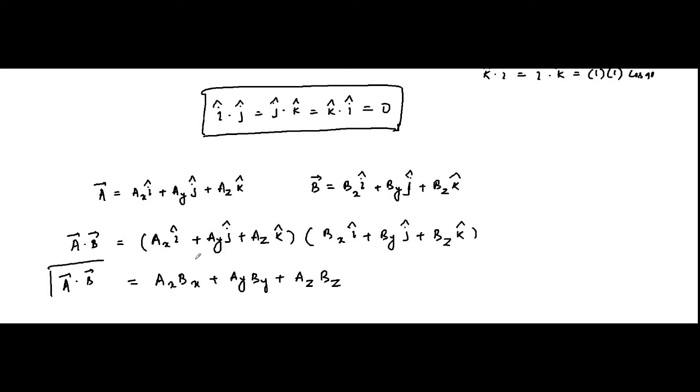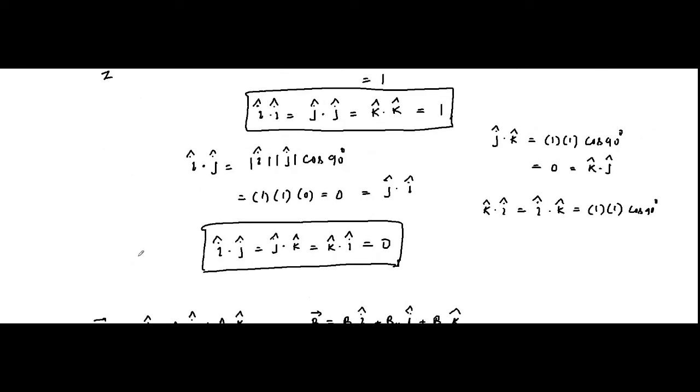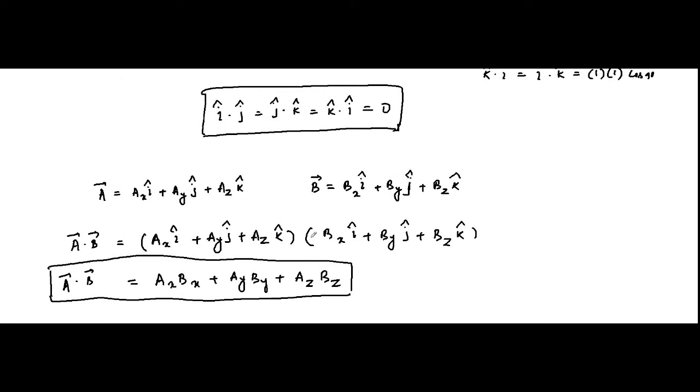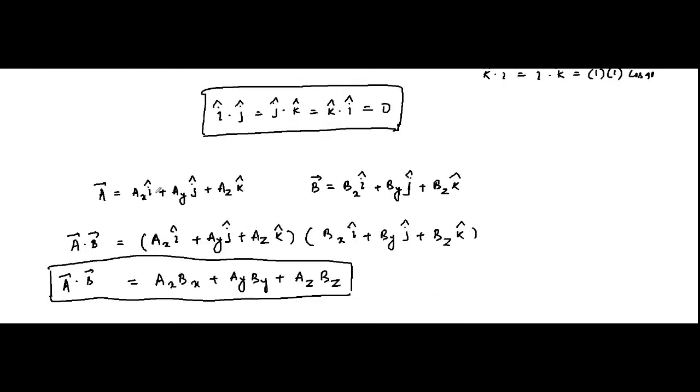With the common unit vectors that will get multiplied, where ax, ay, az are the values of the A vector along the x, y and z axis respectively, and bx, by, bz are the values of the B vector along x, y and z components. So ax is the x component of A, ay is the y component of A, az is the z component. Similarly here, bx is the x component of B, by is the y component of B, bz is the z component of B.